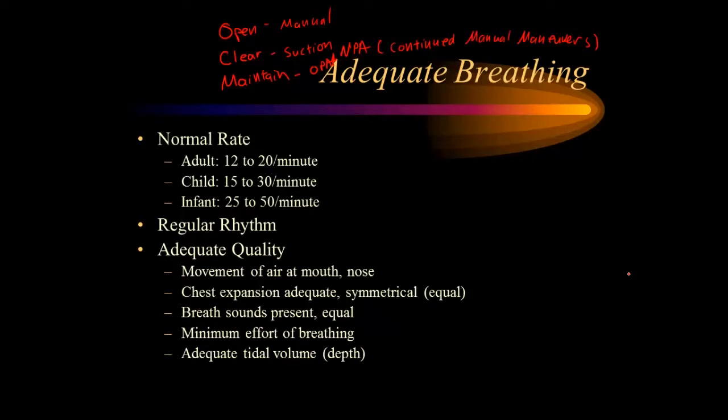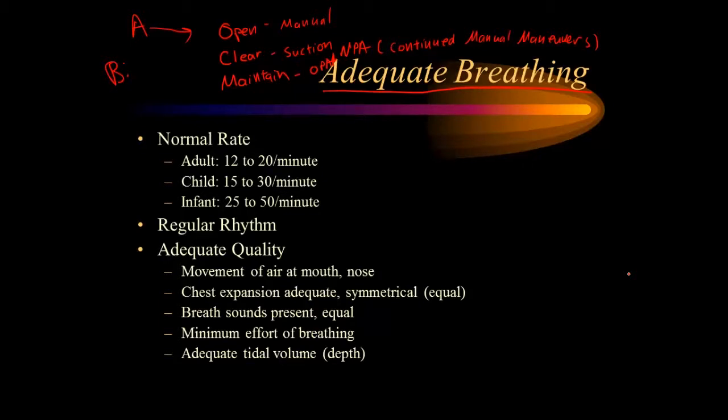All right, so open, clear, maintain. And that's it for airway. Once we've made sure that our patient has an open airway, we've cleared it, and we're maintaining it, we want to make sure that they're breathing. So we started with A for airway, remember? And now we're going to move into B for breathing.